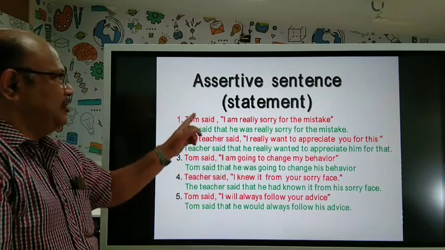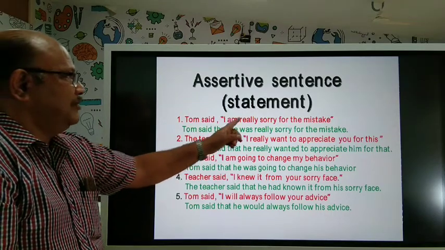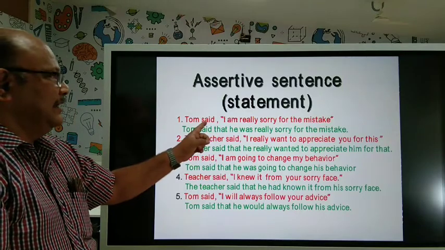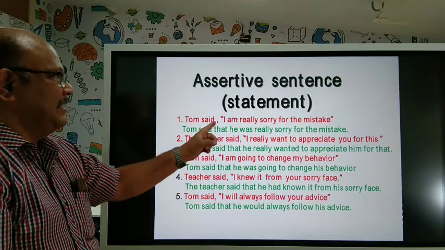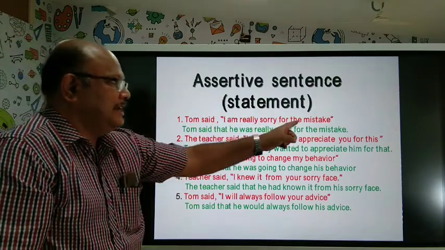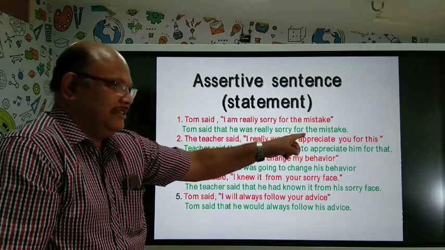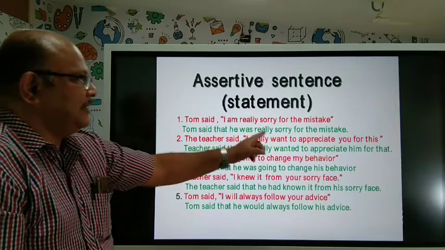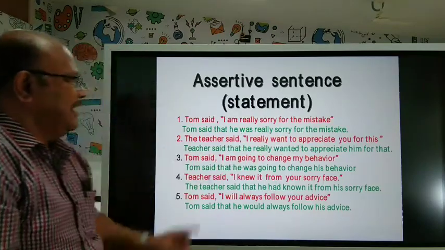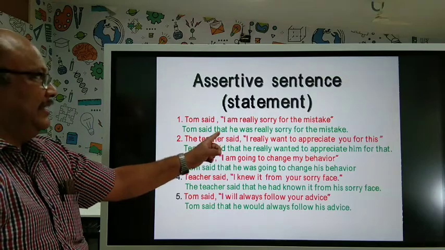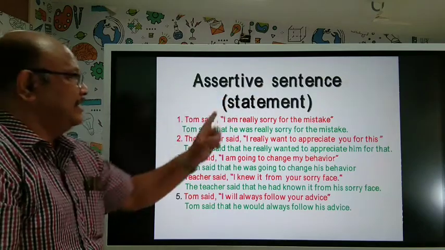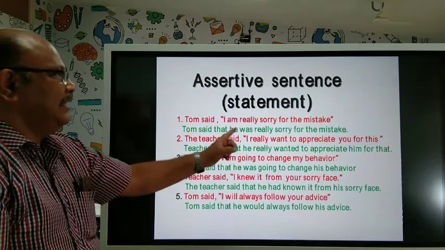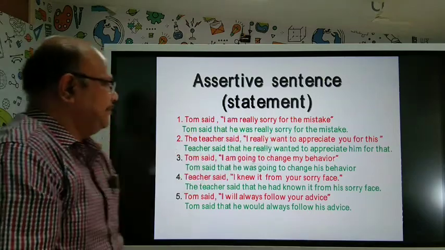Look at the example. Tom said, "I am really sorry for the mistake." See, said. The reporting verb is in the past. Therefore, the tense of the reported speech changes. That rule is applicable here. Tom said that he was really sorry for the mistake. Here we are adding that. For each statement or assertive sentence, we use that. Tom said that he was really sorry for the mistake.